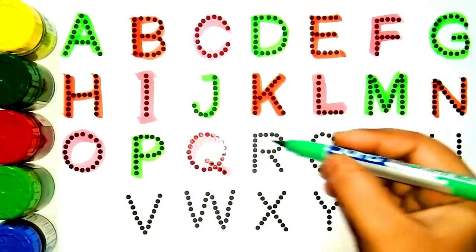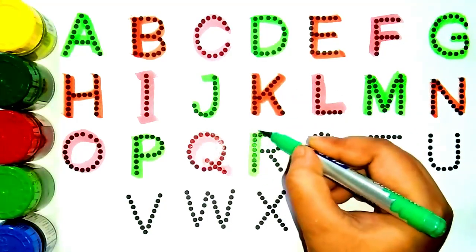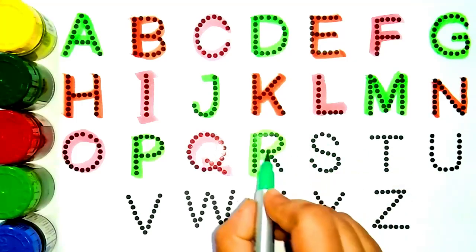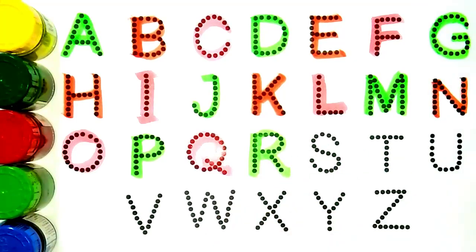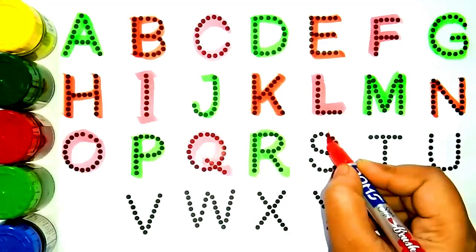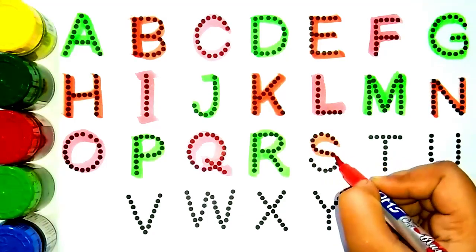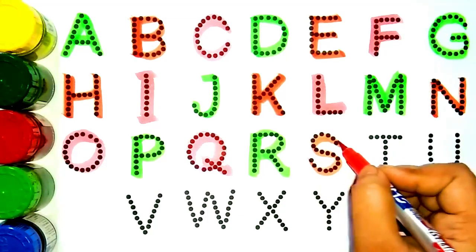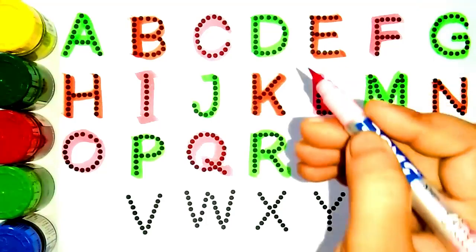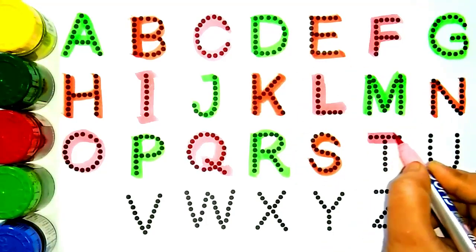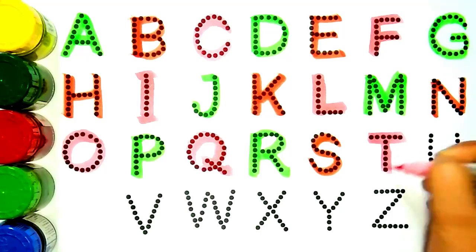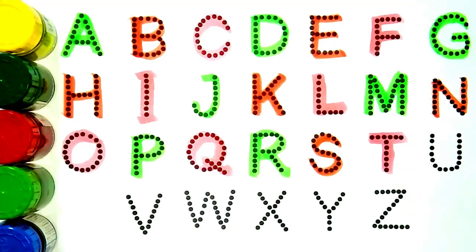Light green color. R for rabbit, R for rabbit. Orange color. S for snake, S for snake. Light pink color. T for trophy, T for trophy.